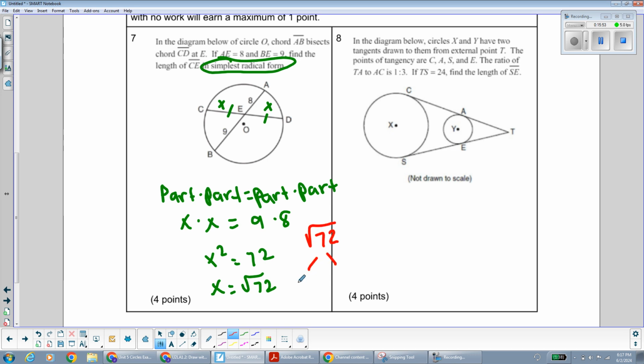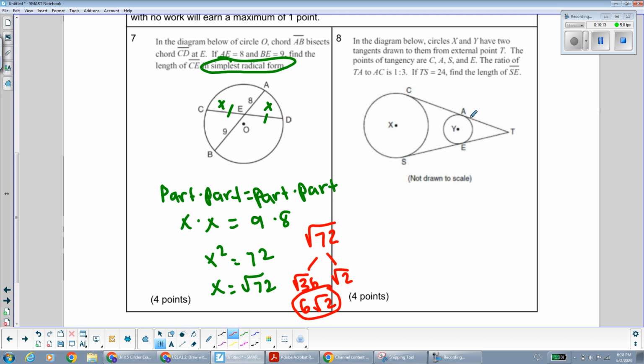Radical 72, the largest perfect square that goes into it is 36, 2 times. So that is 6 radical 2. Over here, what we need to remember is that 2 tangents that come out of the same outside point to the same circle are congruent to each other.